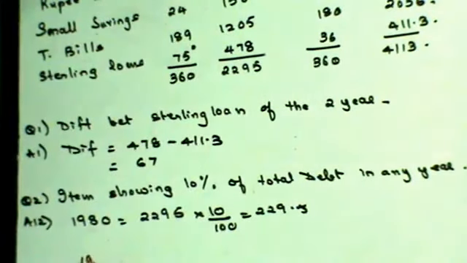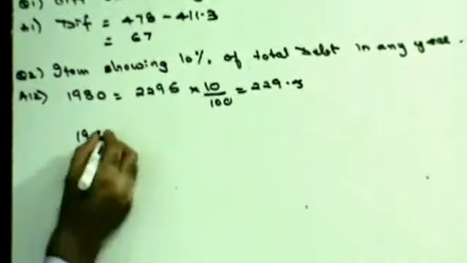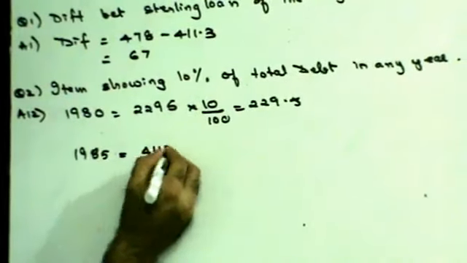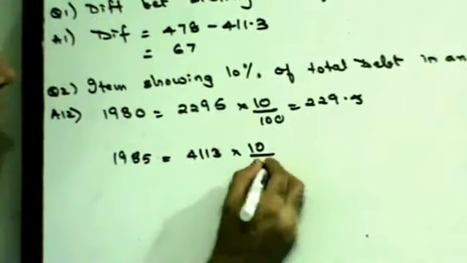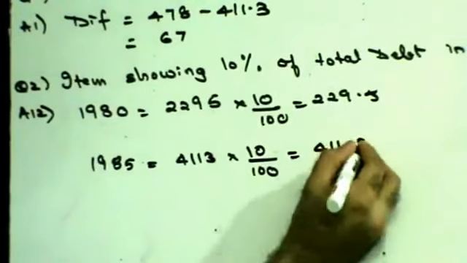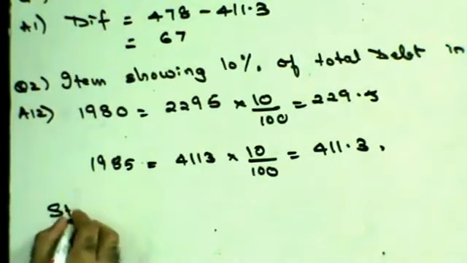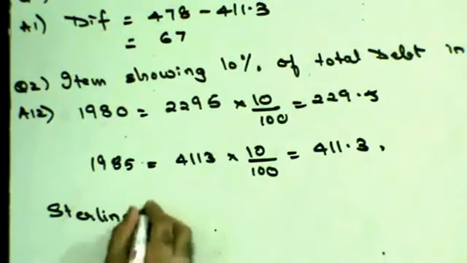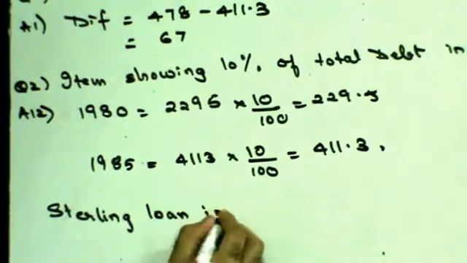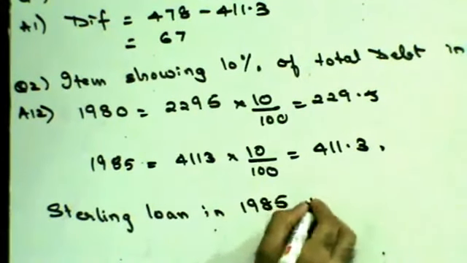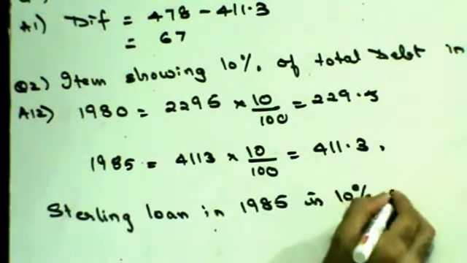Now in 1985 the total loan is 4113. 10% of that will be 411.3. We see that sterling loans is 411.3. Therefore, sterling loans in 1985 is 10% of debt.